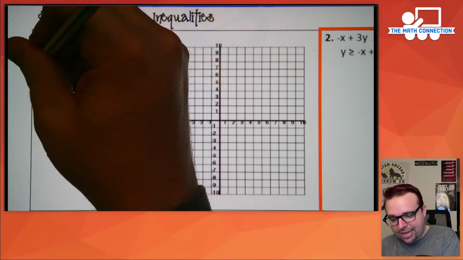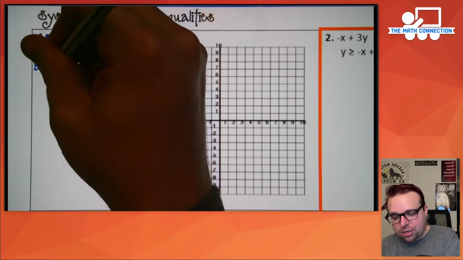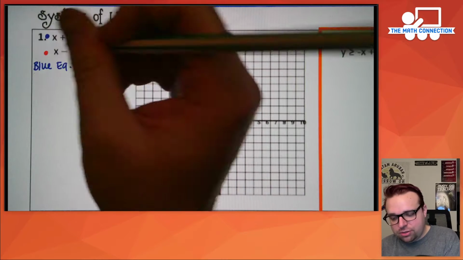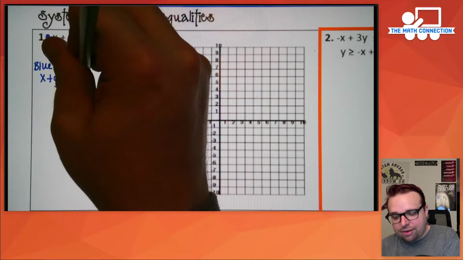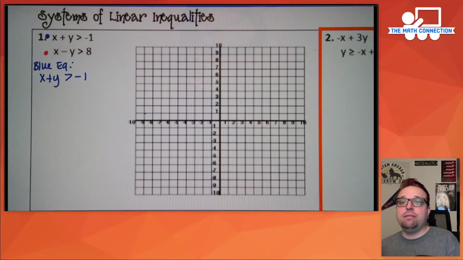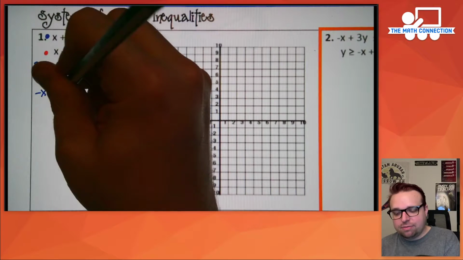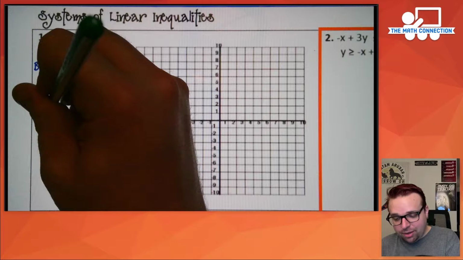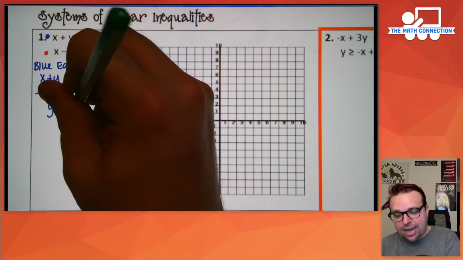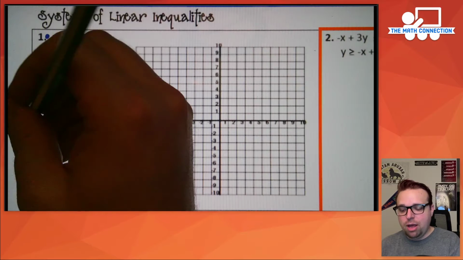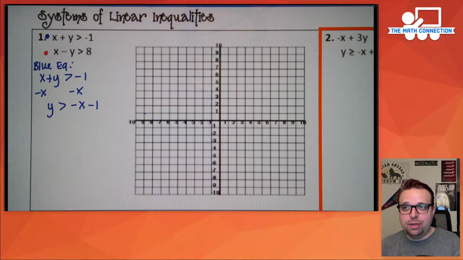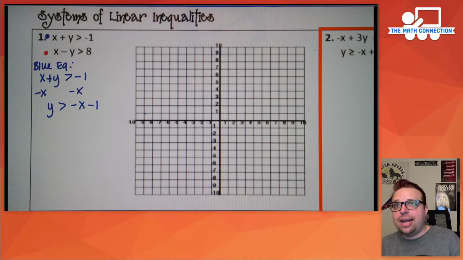So let's look at the blue equation first. That's x plus y greater than -1. I need it to be in the form y equals mx plus b. So let's get rid of the x off of both sides. Then we get y greater than -x minus 1. Now that is slope-intercept form, because in slope-intercept form it would be y equals -x minus 1.